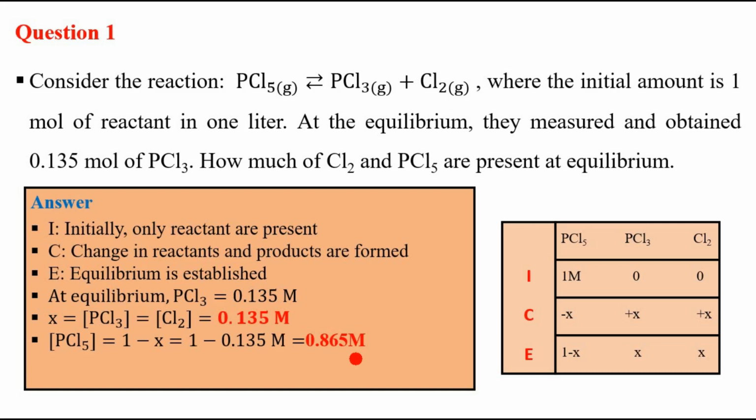So PCl3 is equal to chlorine 2, which is equal to 0.135 molar, and PCl5 is equal to 1 minus 0.135 molar, which is 0.865 molar. Let's move to the second question.